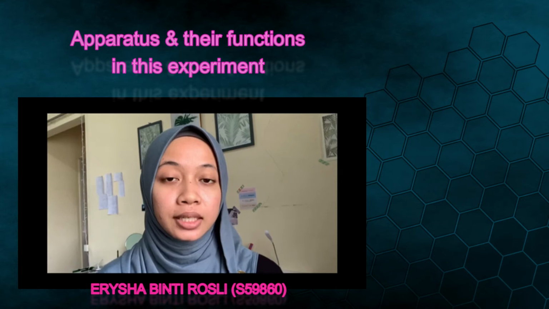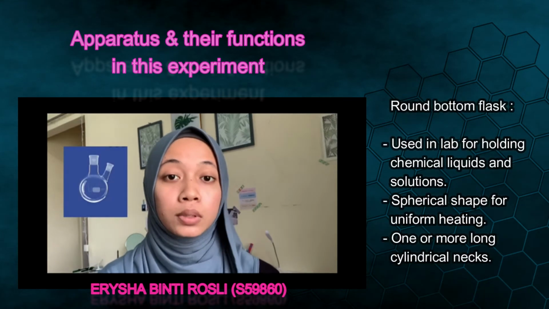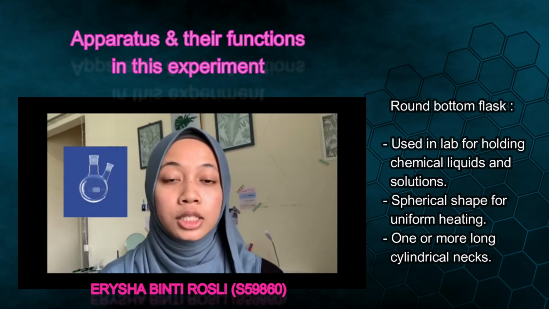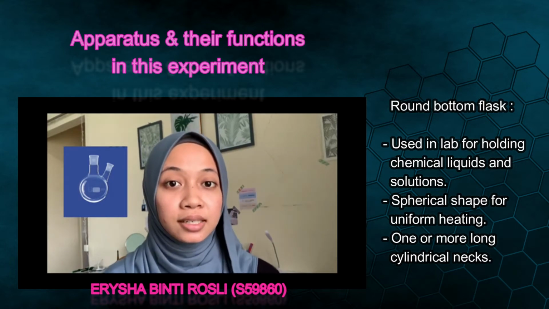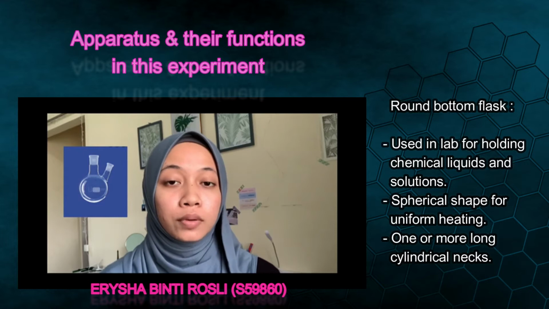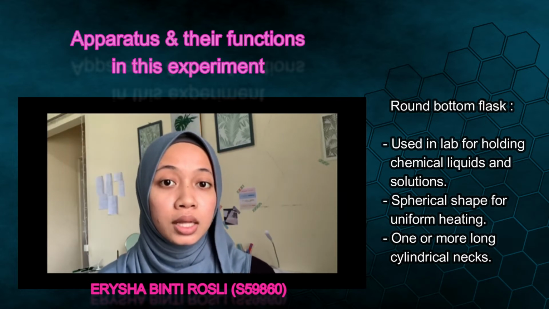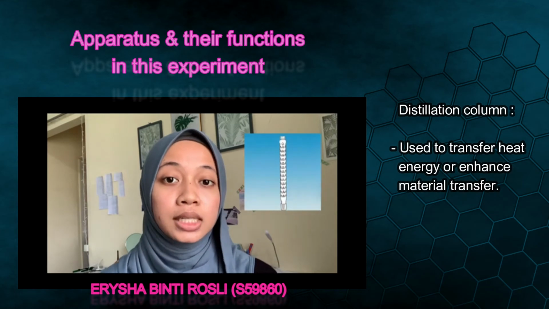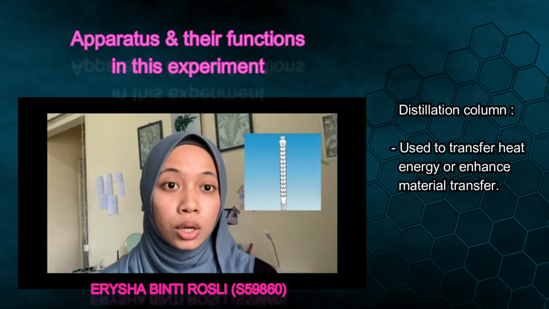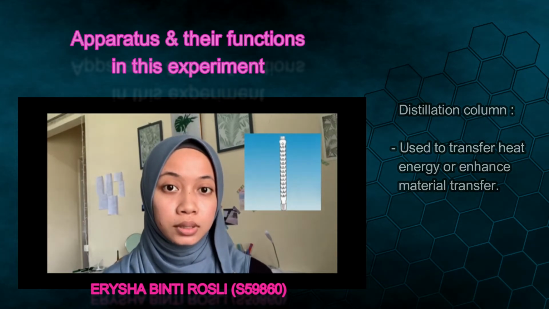So today I want to share the function of the apparatus in this experiment. First is the round bottom flask. A round bottom flask is used in a laboratory for holding chemical liquids and solutions, which has a spherical shape for uniform heating and one or more long cylindrical necks. Second is the distillation column. The distillation column is used to transfer heat energy or enhance material transfer.